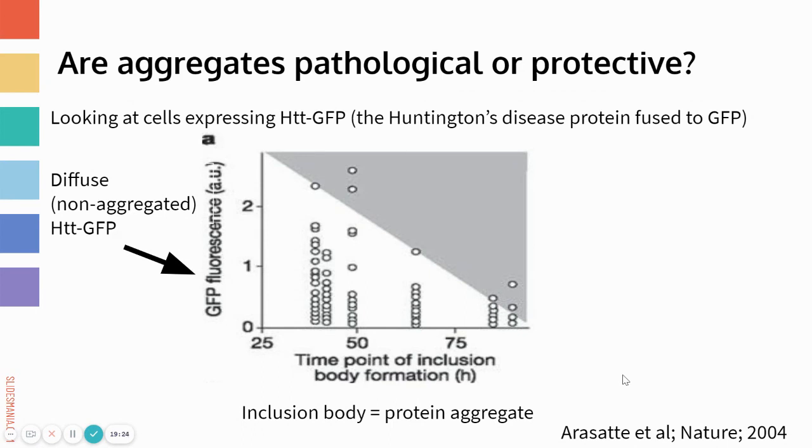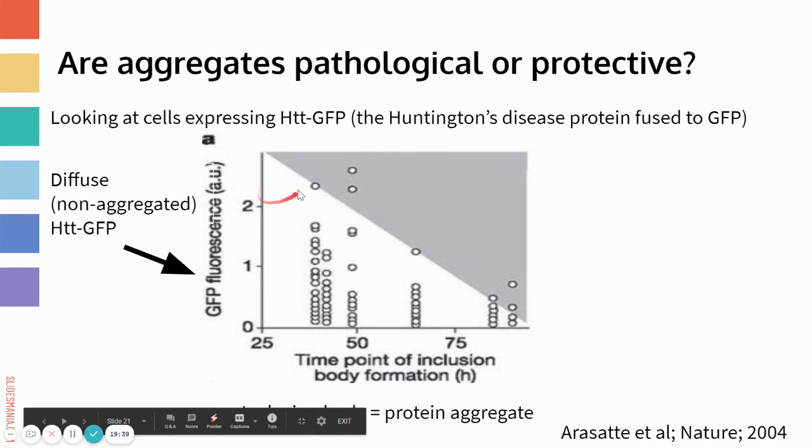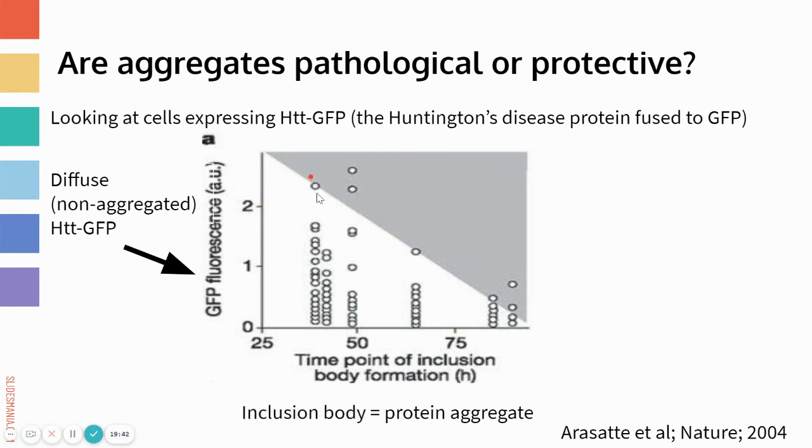And so in this first figure, they're making a correlation between the amount of Huntington's protein that a cell has and how long it takes for that cell to form an aggregate. And what you can see is that if there's a lot of Huntington's disease protein present, aggregates will form more quickly. So after only like 40 to 50 hours. But if there's less Huntington's protein present, so if we're down here on the x-axis, that's associated with a longer time to form an aggregate. So something more like more than 75 hours. So the more Huntington's protein there is, the faster an aggregate is going to form.